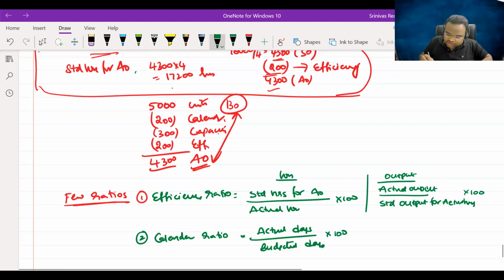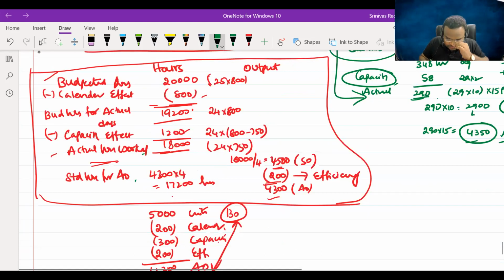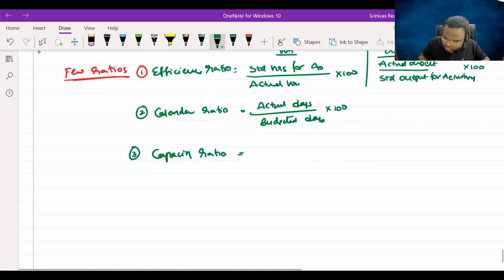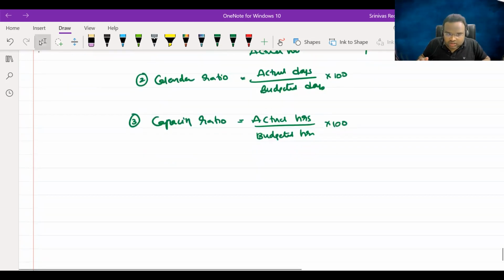How did you work out capacity ratio? Comparing it to your budget hours for actual days and actual hours, correct? So capacity ratio is equal to actual hours divided by budget hours. So if there is no calendar, it will compare actual hours divided by budget hours into 100, because they'll be asking for 5 marks. Now, calendar, efficiency, capacity. Next one, very important.